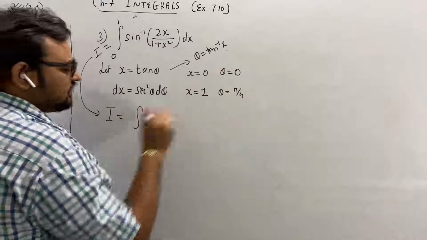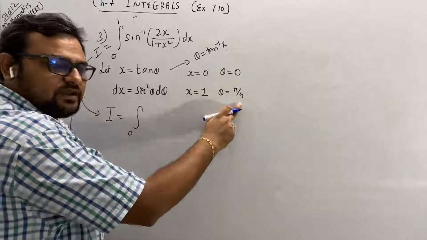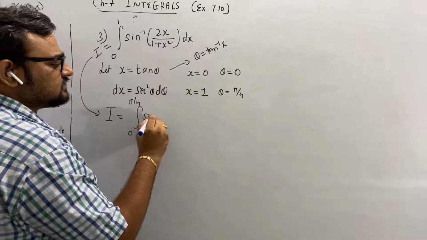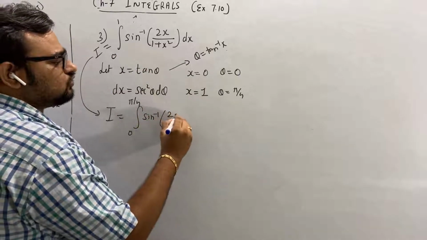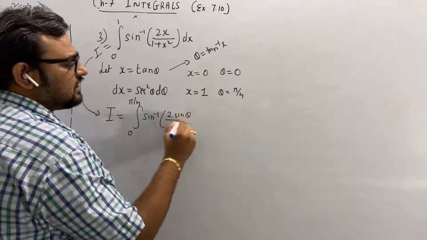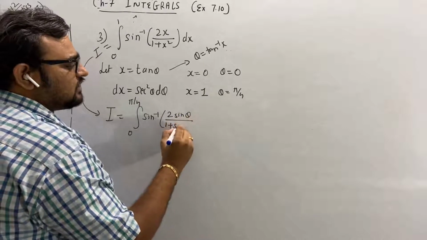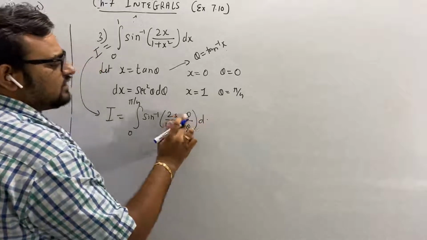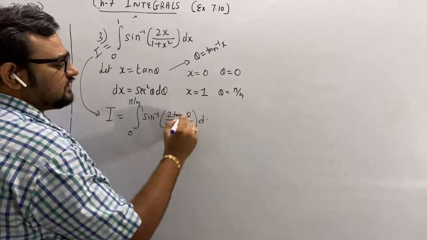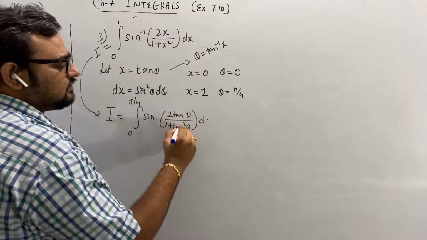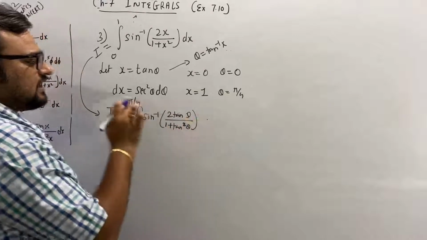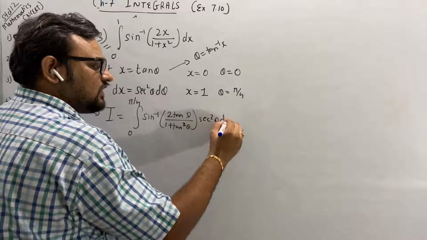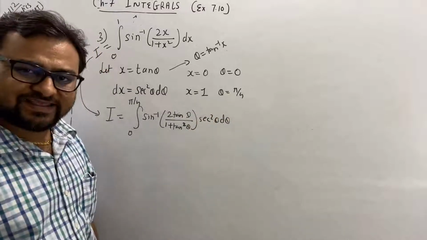Lower limit 0, upper limit pi by 4. Sine inverse of 2 sine theta upon 1 plus sine square theta. Sorry, tan theta. We had assumed x equal to tan theta, so x square is tan square theta, and instead of dx, sec square theta d theta.